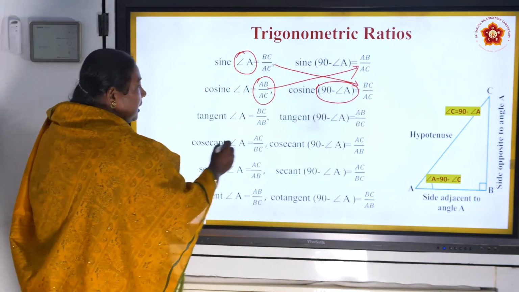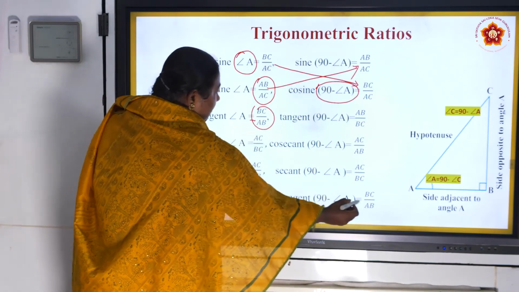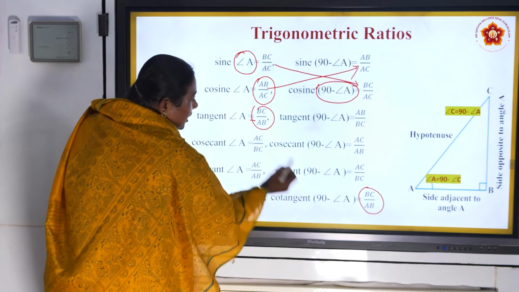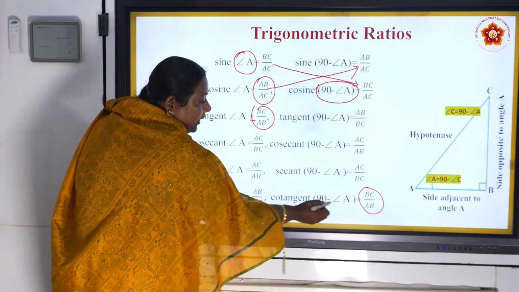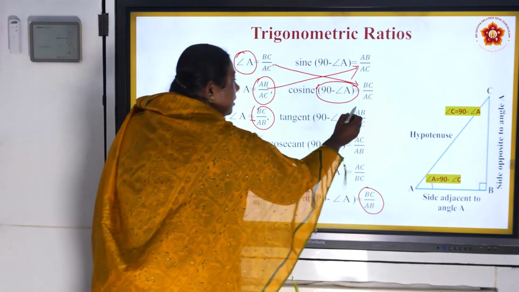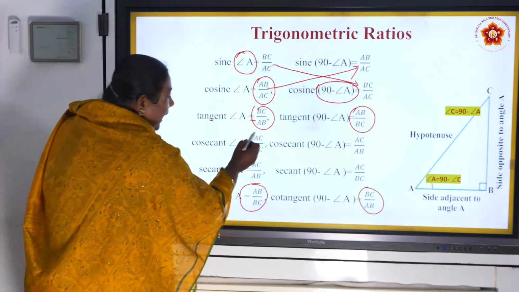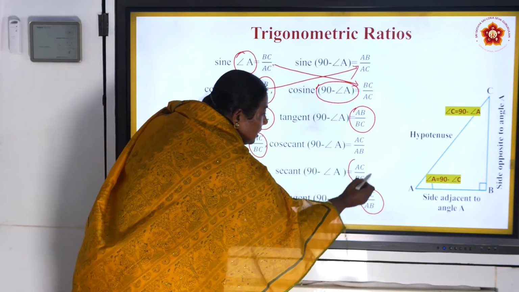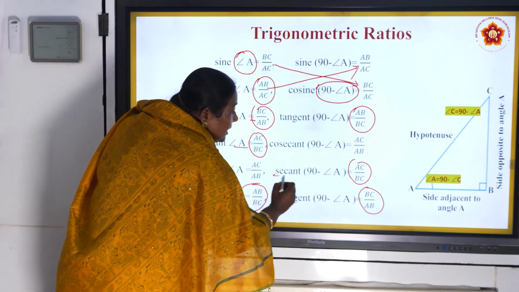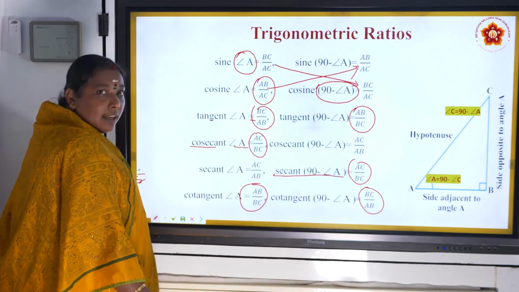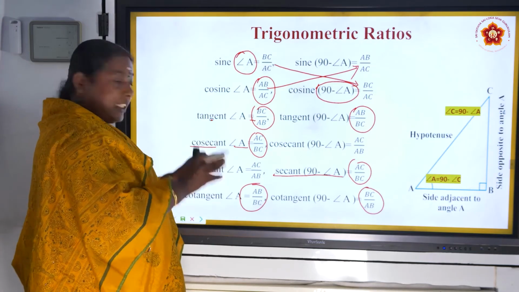Right? The same thing. Tangent you can see here. Tangent, cotangent. Tan A is equal to cot 90 minus A. Same thing, tan 90 minus A you can see here. See here, AC by BC, the same AC by BC. That means cosecant A is equal to secant 90 minus A. Right? Can you see the similarities here? That means connections here, interrelated.